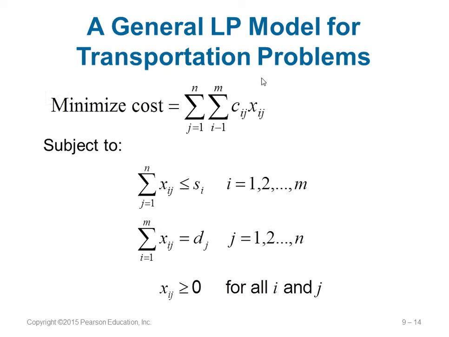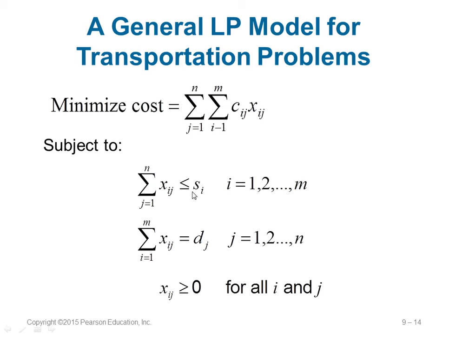So minimize the cost, Cij, which is the cost of one unit transferred from source i to destination j, multiplied by Xij, which represents the quantity, and sum it. So summation j equal to 1 to n, summation i equal to 1 to m. So it should be i equal to 1, not i minus 1. So you sum it up to get the minimized cost, and then you have the constraints.